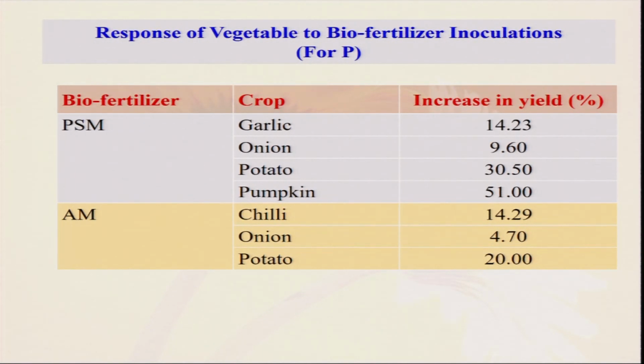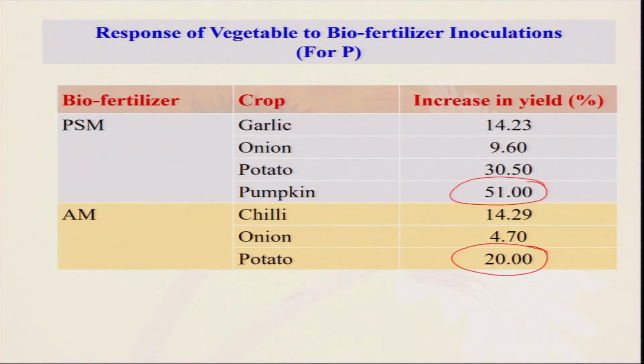So, if you see, this is mostly for nitrogen. Now, what is it for phosphorus? Phosphorus, I have already told, there are different types of things like PSB, phosphorus solubilizing bacteria. They are also applied along with the soil or in the seed in organic farming, and we have got results of up to 50% for pumpkin. Also for AM, that is Arbuscular mycorrhiza, we are getting up to 20% for potato.